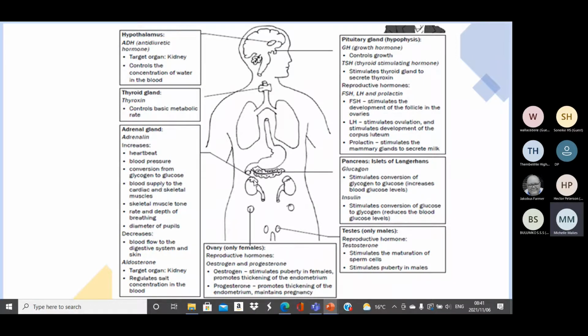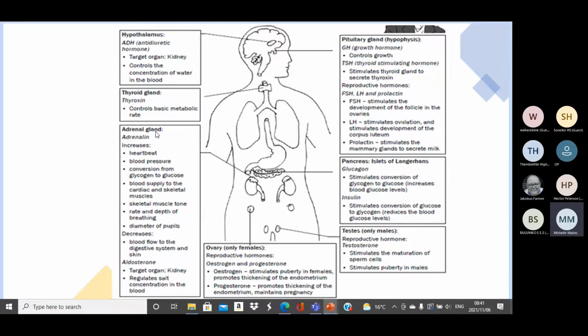Then, grade 12, adrenal gland. The adrenal gland is just above the kidneys. The first hormone there is adrenaline. Function: increases heartbeat, blood pressure, conversion of glycogen to glucose, and decreases blood flow to the digestive system and the skin.